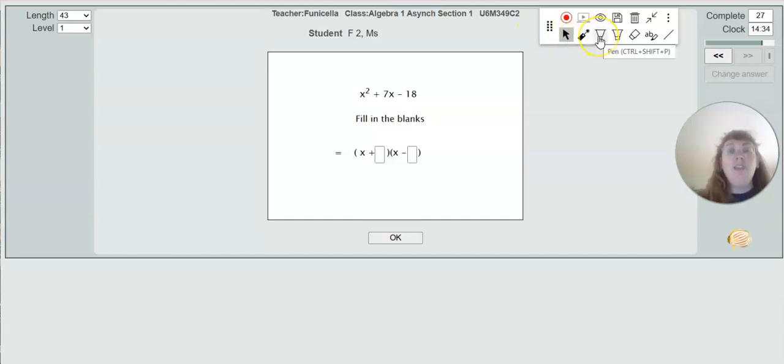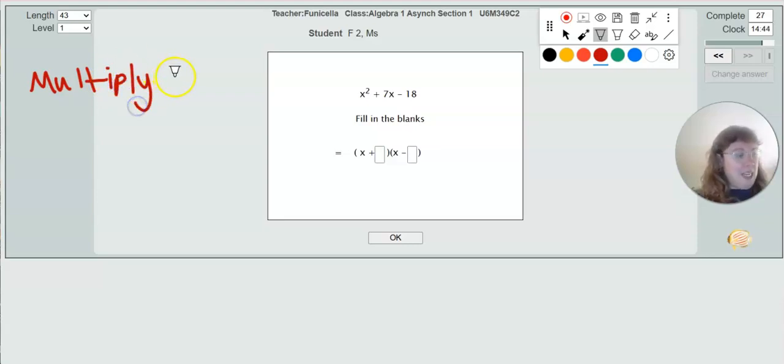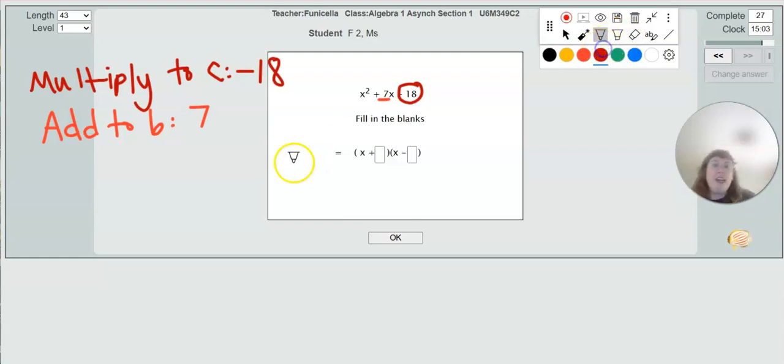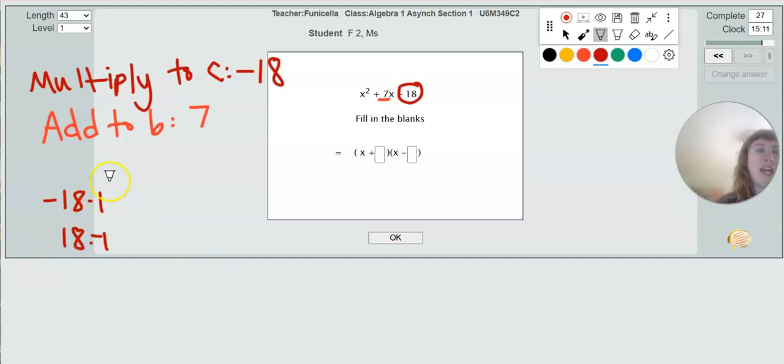So again, we're just practicing factoring when a equals 1 from standard form. So we want to find two numbers that multiply to c, which in this case is -18. And we also want to find two numbers that add to b, which is 7. So multiplying to -18, well, we could get -18 times 1, 18 times -1, but neither of those are going to add to 7.